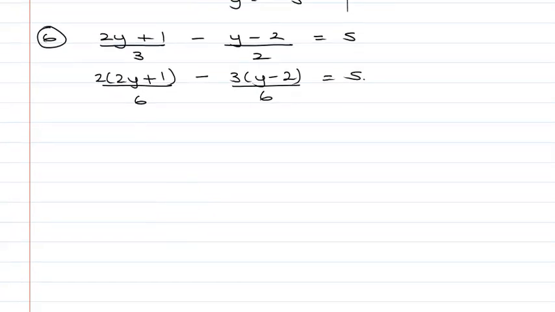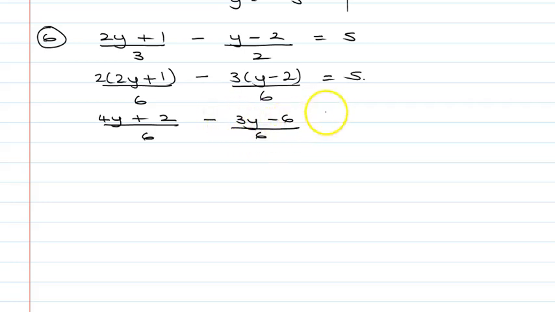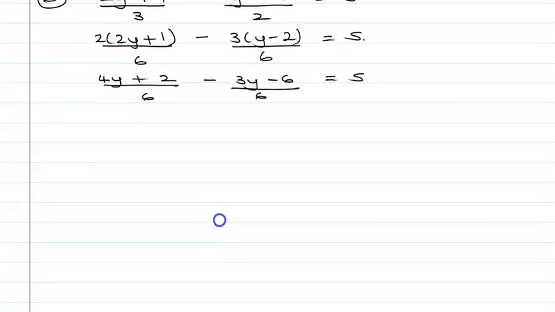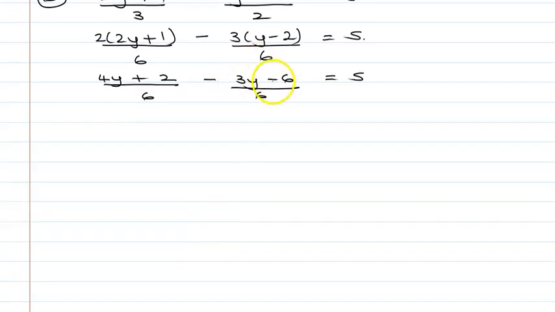And now I'm going to expand the brackets, so I get 4y plus 2 over 6 minus 3y minus 6 over 6 equals 5. Now I've got the same denominator, so I can collect the brackets. Now I just need to be careful here. This is minus 3, and obviously minus 3y, that will become a plus 6 there. Alright, collect the like terms. 4y minus 3y is y, plus 2 plus 6 is plus 8, all divided by 6 equals 5.